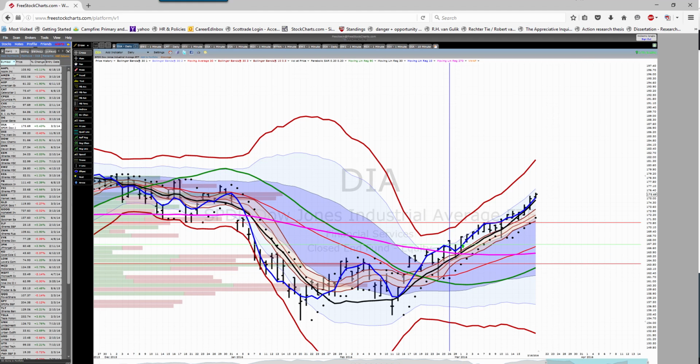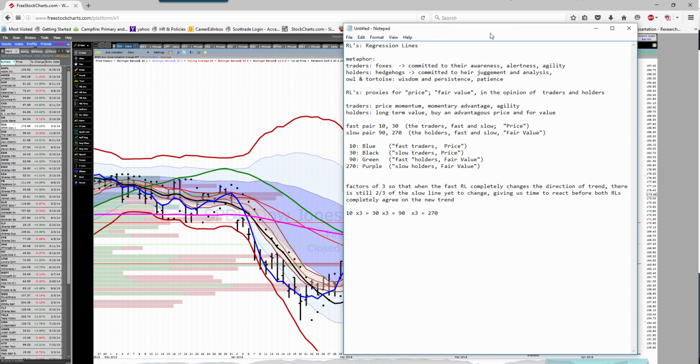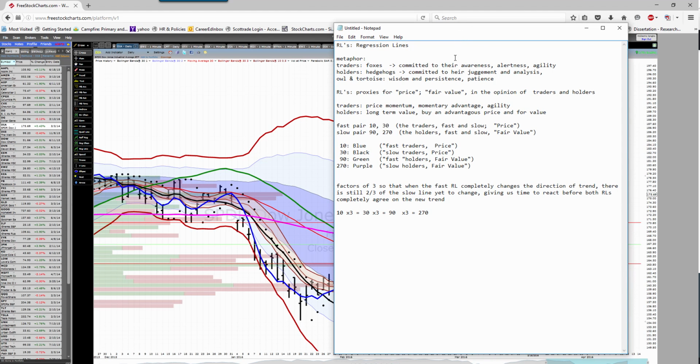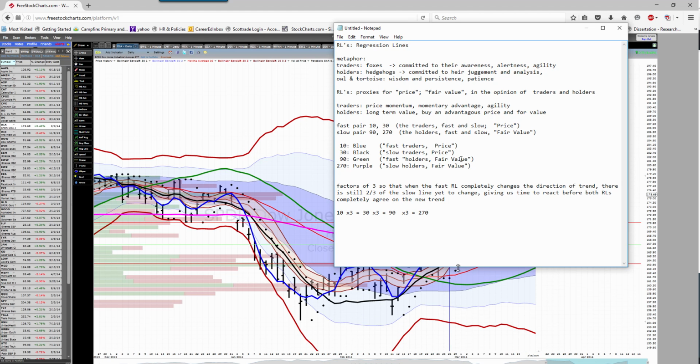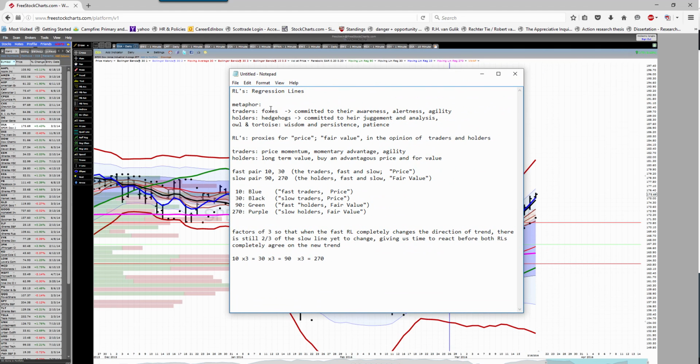So let's take a look at some theory and a metaphor for our learning first. And I want to talk about the regression lines first. So the metaphor that we're going to use is that there are different categories of market participants. I want to talk about the traders and the holders, and then the wise guys. And I want you to think of the traders like foxes.